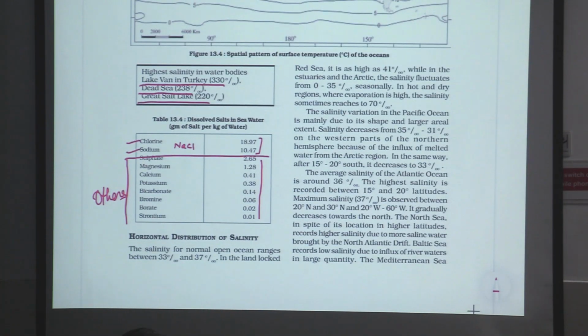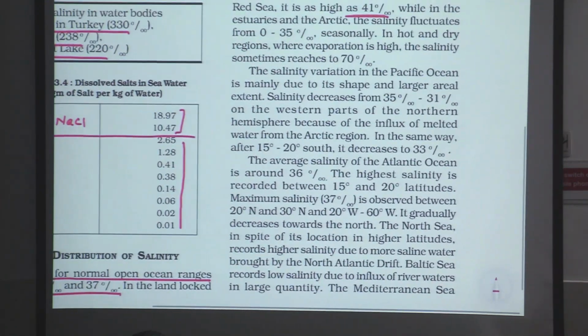Horizontal distribution of salinity. Salinity in normal open ocean ranges between 33 to 37. In landlocked water such as the Red Sea, it can be as high as 41. Why are the salinity levels in the Pacific Ocean, which is 35, 31 and so on, slightly lesser than the Atlantic Ocean? Because of the size.